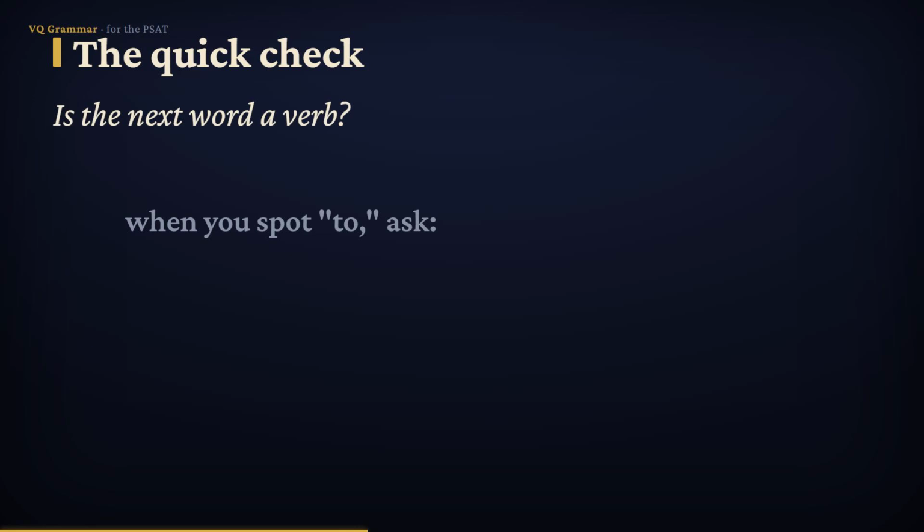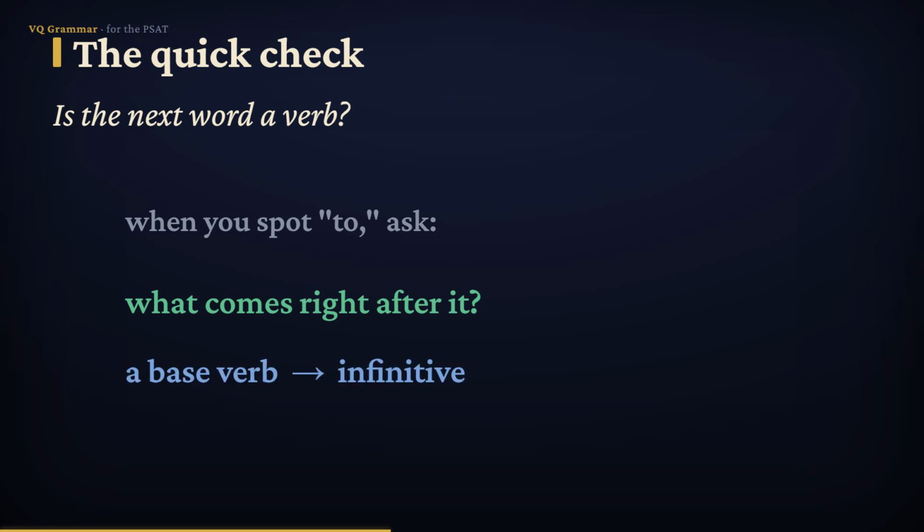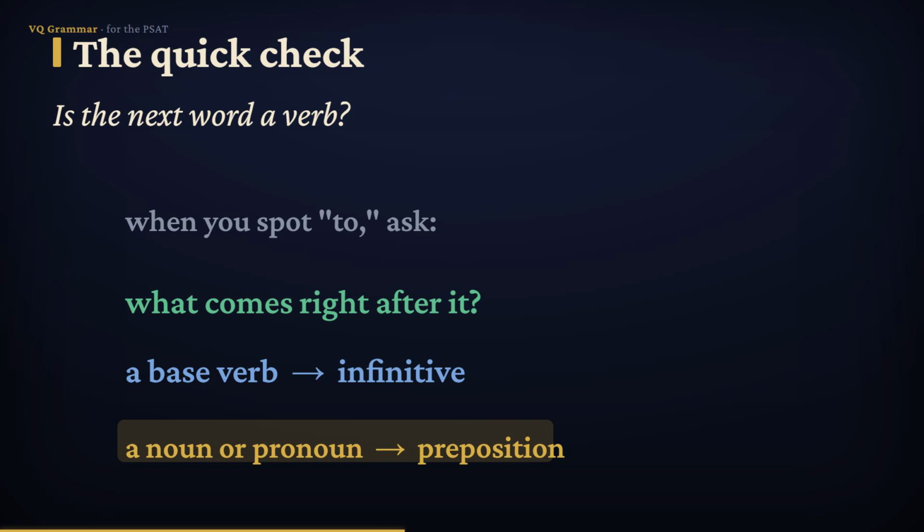So here's your quick check. Whenever you spot the word to, ask one thing. What comes right after it? If the next word is a base verb, like run or win, you've got an infinitive. If the next word is a noun or pronoun, like store or her, then to is a preposition instead. A verb after to means an infinitive. A noun after to means a preposition.